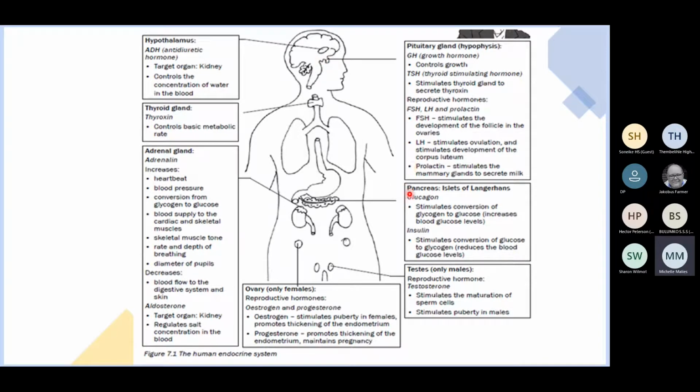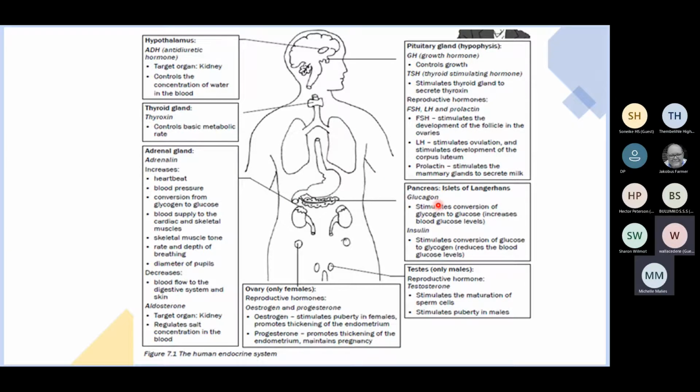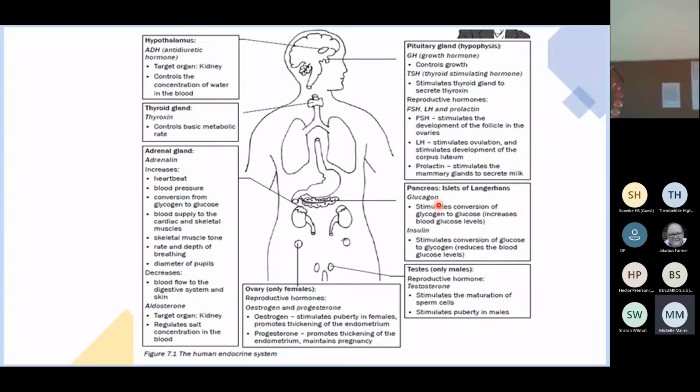Then the pancreas, there's the pancreas. The islets, specifically the Islets of Langerhans. The pancreas is an endocrine gland and also an exocrine gland. Glucagon, the hormone glucagon, its function is to stimulate the conversion of glycogen to glucose.